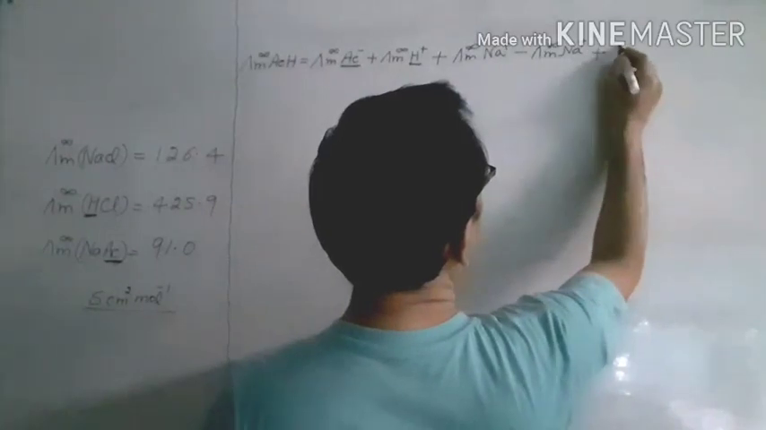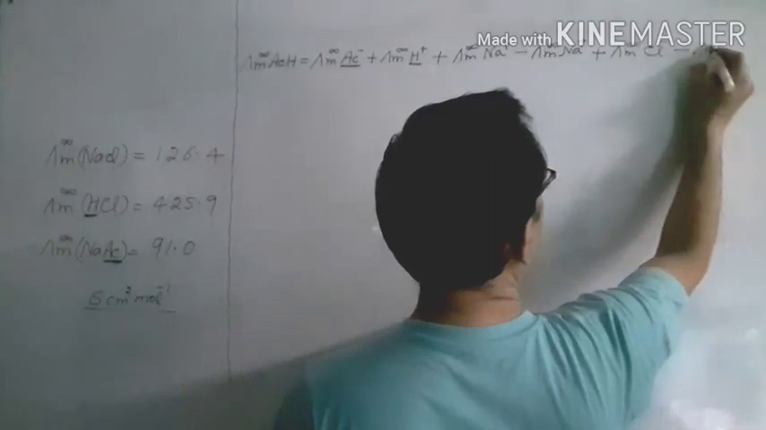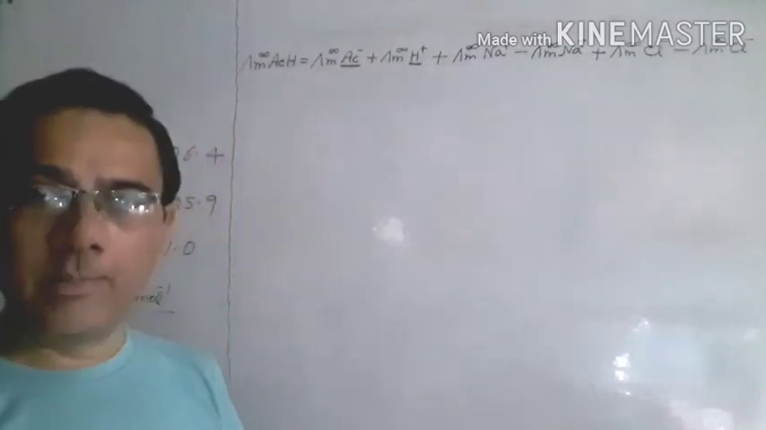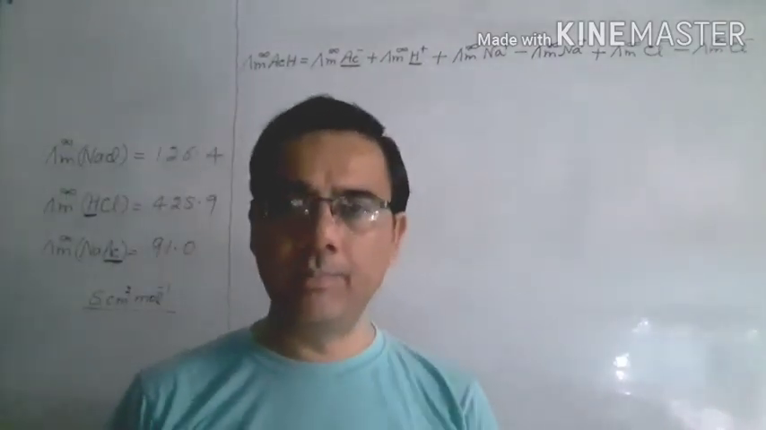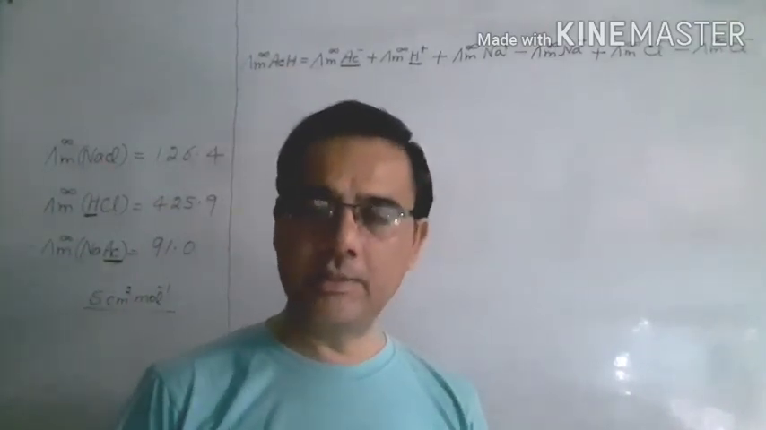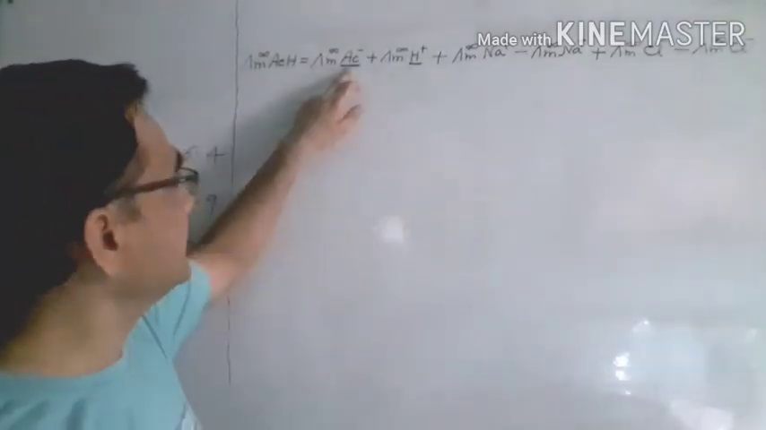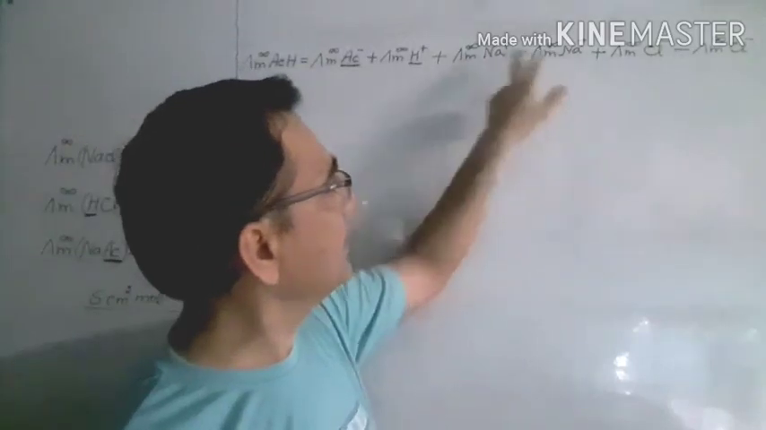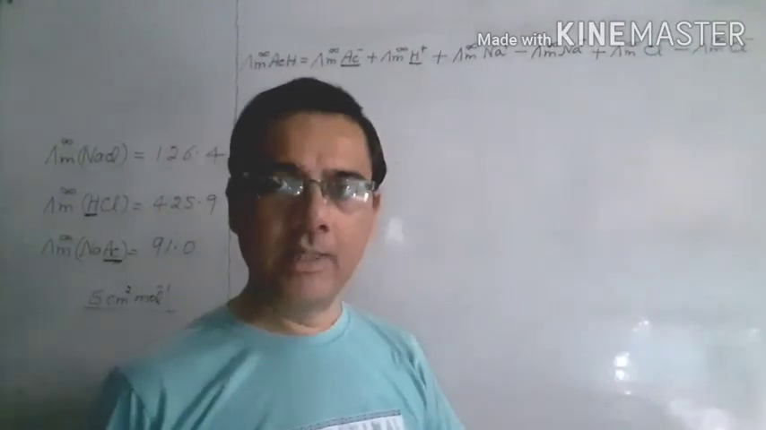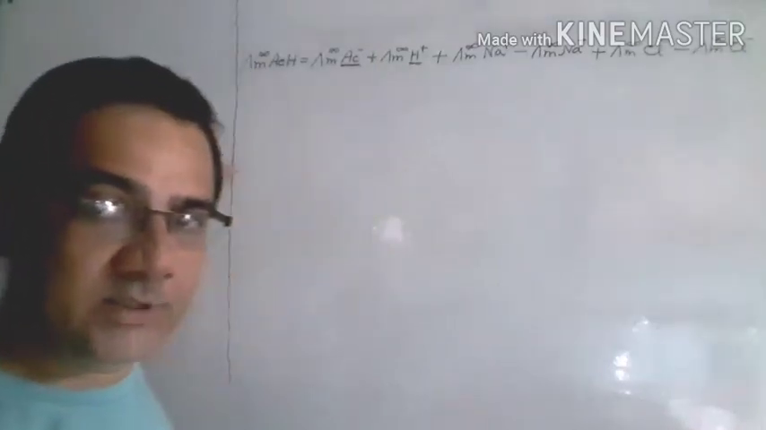Now one time we will add the limiting molar conductivity of the Cl minus ion, and one time we will subtract the limiting molar conductivity of chloride ion. It means one time the limiting molar conductivity of the Na plus ion that we add, one time we subtract. One time the limiting molar conductivity of the Cl minus we add, and one time we subtract. And now you have the 6 ions here: Ac minus, H plus, Na plus 2 times, Cl minus 2 times. One time in the addition, one time in the subtraction. By using these 6 ions, we will try to make these 3 compounds.